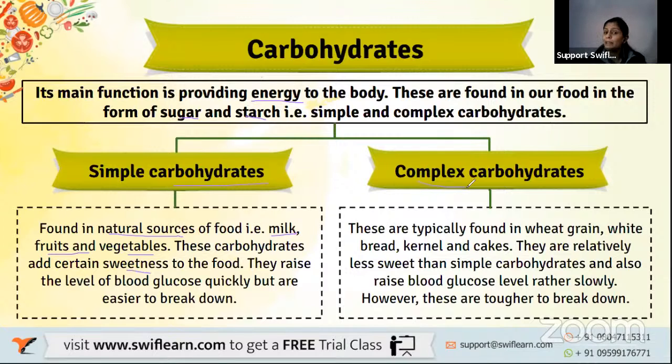Coming to the complex carbohydrates, they are basically found in wheat grain, wheat bread, kernel and cakes. They are relatively less sweet than simple carbohydrates and they raise the blood glucose level rather slowly because these are tougher to break down. They take time to break down, and that is why they raise the blood sugar level a little bit later than the simple carbohydrates.